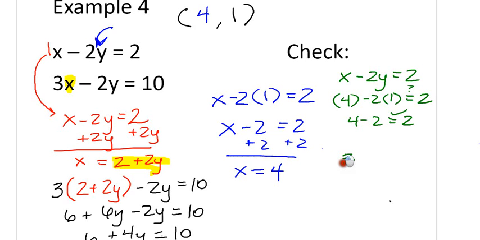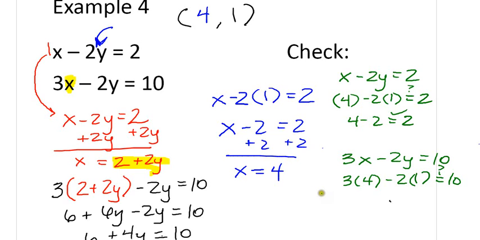So I have 3x minus 2y equals 10. Take out the x and put in a 4. Take out a y and put in a 1. I think that should be equal to 10. So this is going to be 12 minus 2. Oh yeah, that equals 10. So 10 equals 10. And when I've confirmed that it works for both of those equations, then I know that this point, this 4, 1, is a solution to the system.